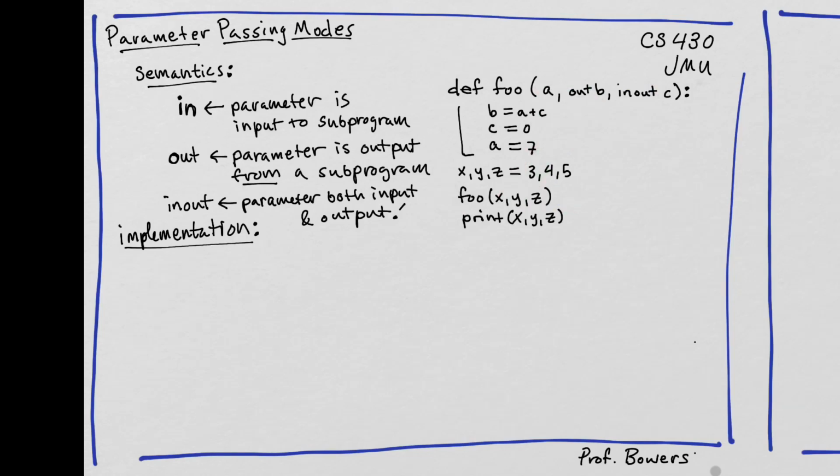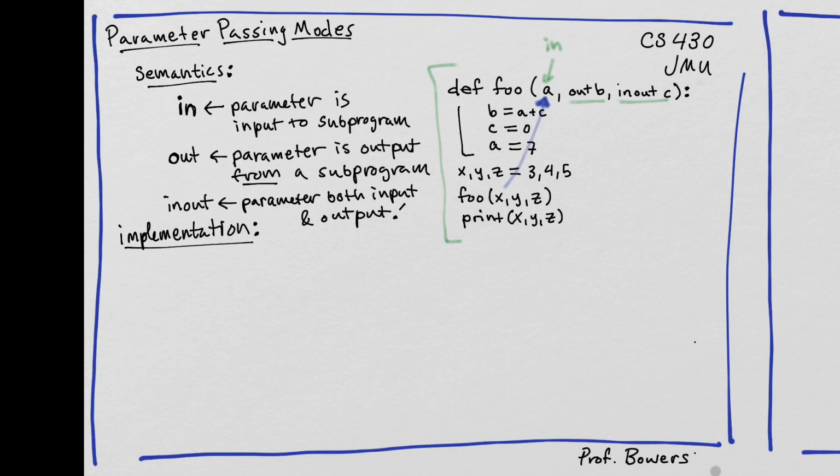Okay, so let's look at a slight modification to a fairly Pythonic language over here. What I've done is I'm thinking of A as an in-mode parameter, even though I haven't put a keyword for it. B is an out-mode parameter, and C is an in-out parameter. And the thing to notice is that the value of X is going to be passed into A. So with an in-mode parameter, the actual parameter goes into the formal parameter.